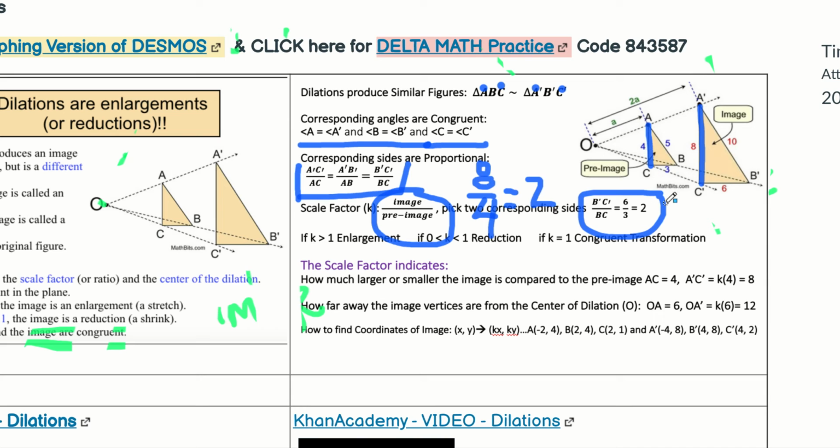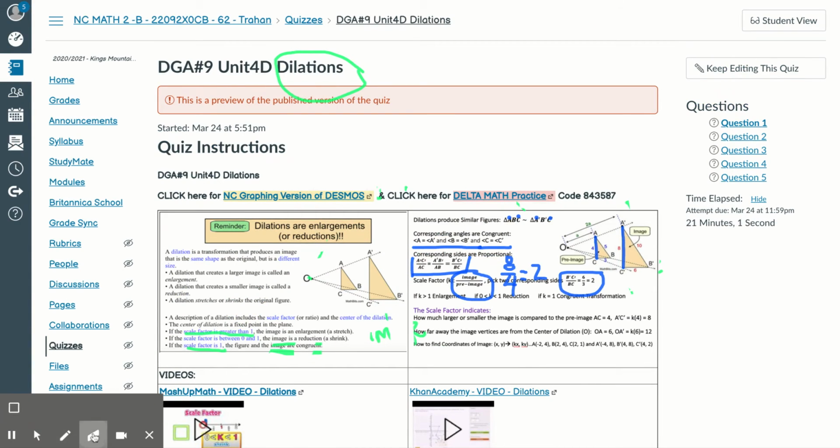So that's how you can find scale factor. Now, you can find scale factor other ways also. I'll show you a couple more ways. And you can use scale factor in different ways. I can use the scale factor to find a missing side.